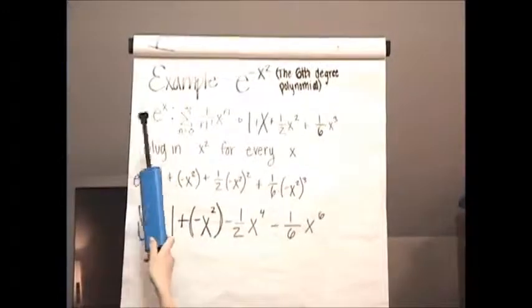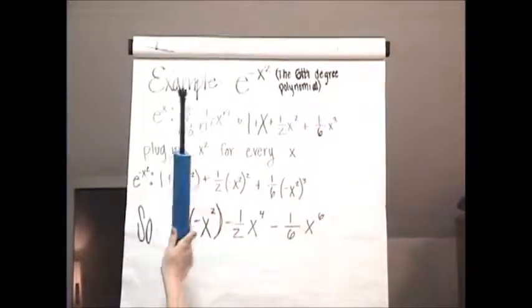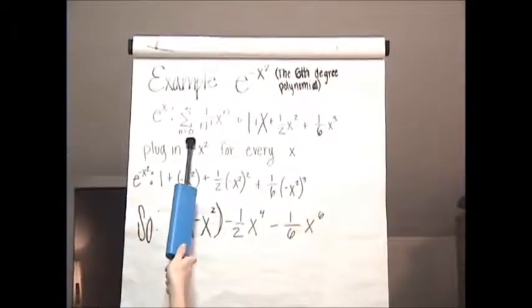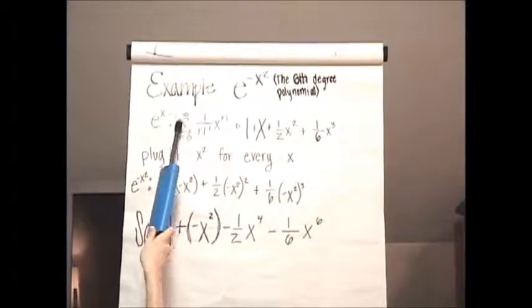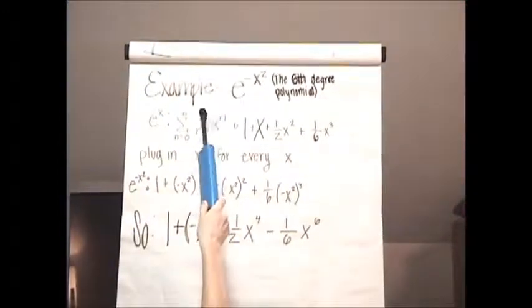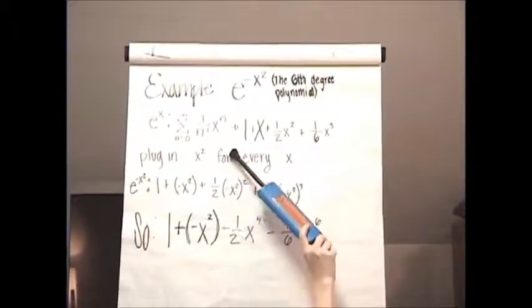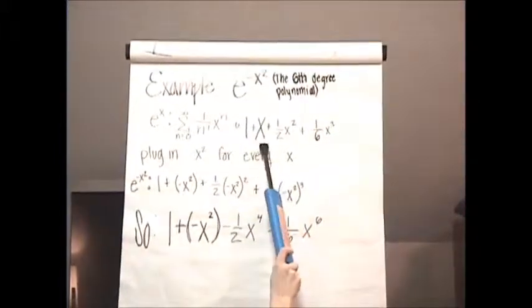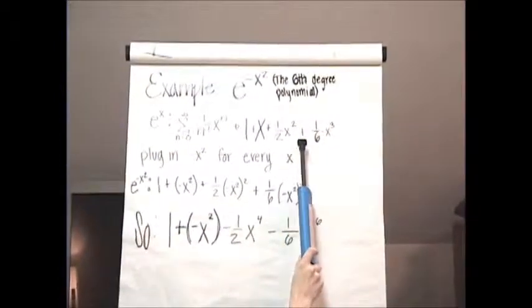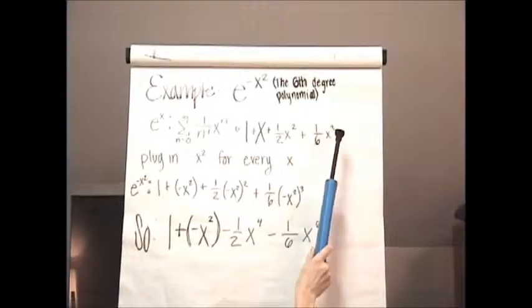So we know e to the x. We know the series for that. It's n equals 0 to infinity of 1 over n factorial times x raised to the n, and then it factors out into 1 plus x plus 1/2 x squared plus 1 over 6 x cubed.